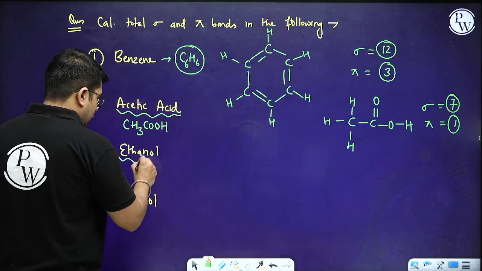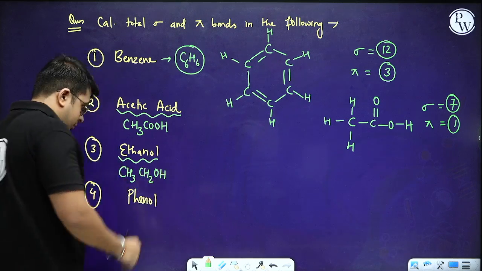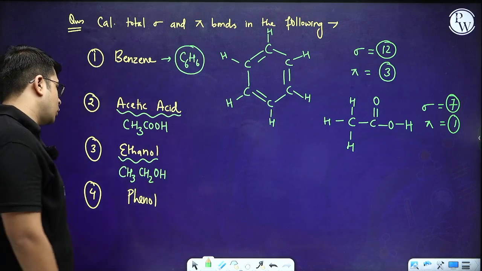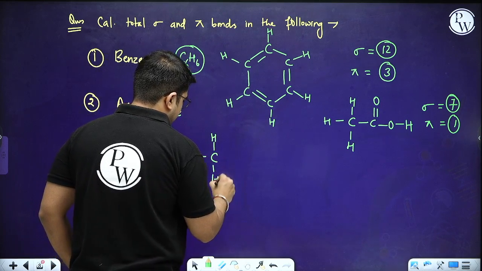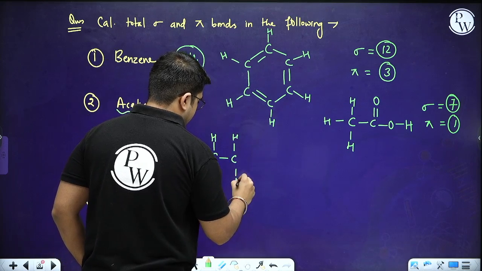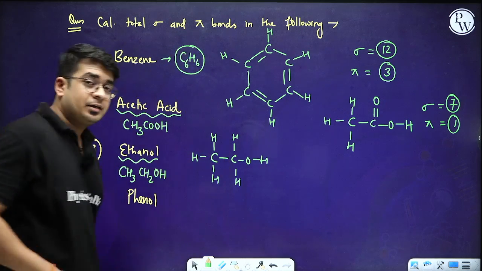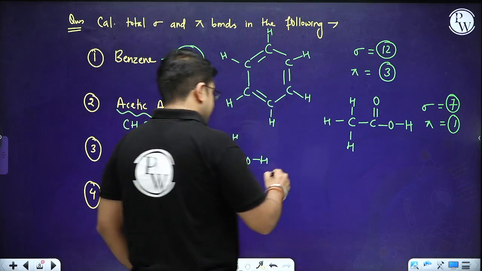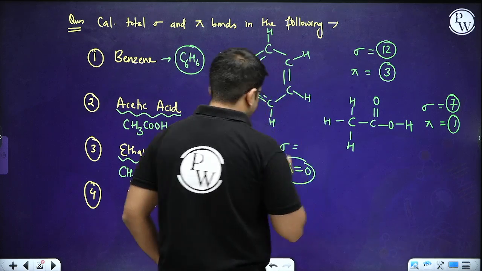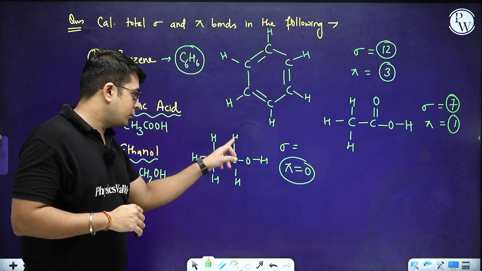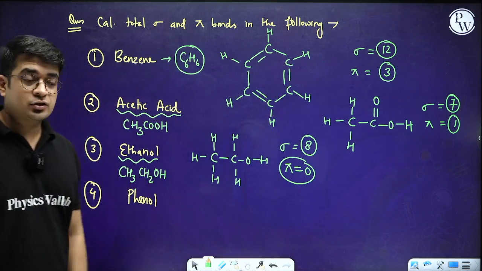Next part is ethanol. Ethanol is CH3CH2OH. If you draw the structure, it looks like C H H H, C H H, O H. This is the actual structure. I cannot see any double bond or any multiple bond. If that is the situation, it means pi bonds are 0 in this particular case. But if I calculate the sigma bonds, I can see 3, 4, 5, 6, 7, 8. Total 8 sigma bonds are present in case of ethanol.